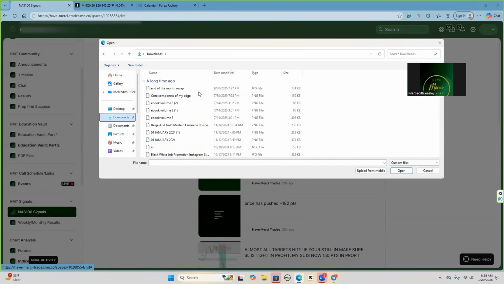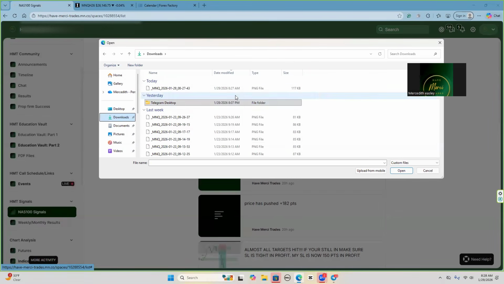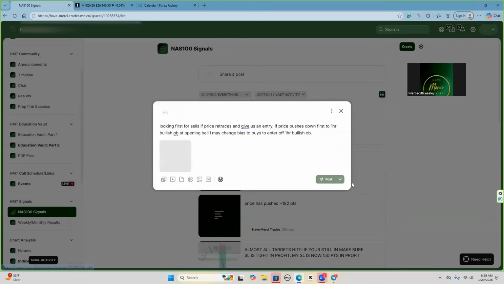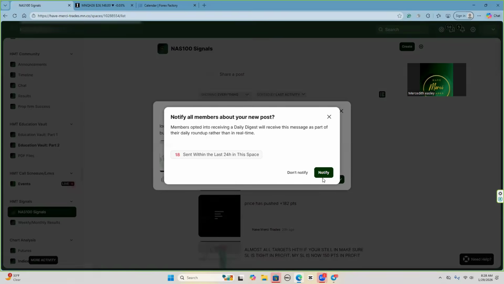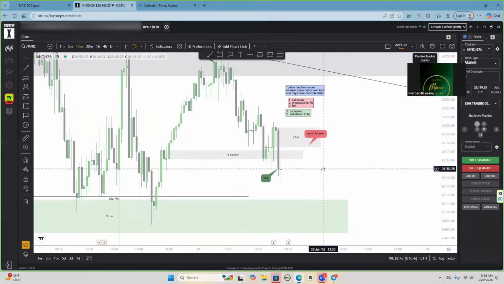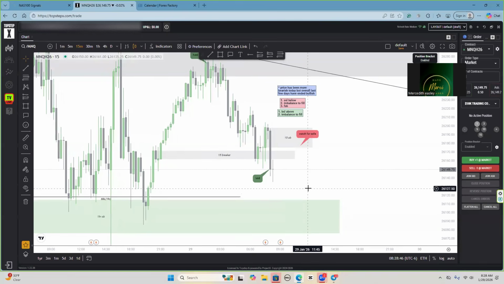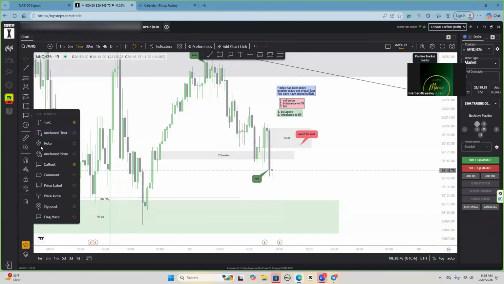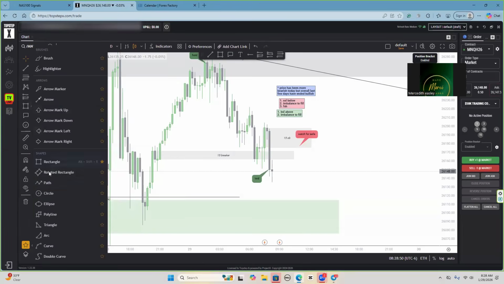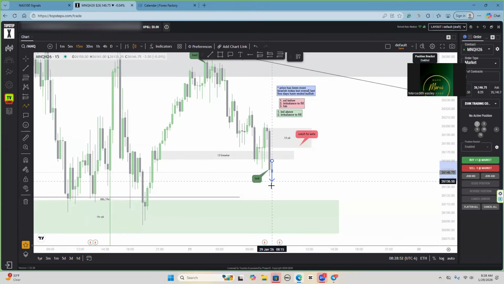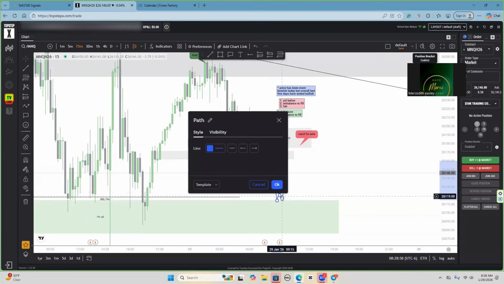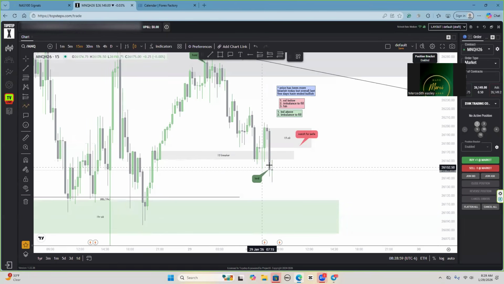If it just straight pushes down, I'm going to be more open to possibly needing to change that bias, okay? I hope that makes sense. So if price does this, let me get my tool, my path. If it just shoots down and then starts rejecting off this area, I'm more prone to get in a buy. If price starts here and retraces first, then I'm more likely to get in a sell.